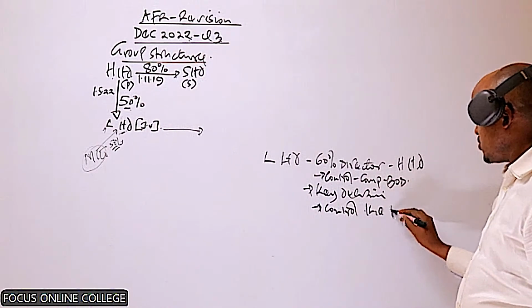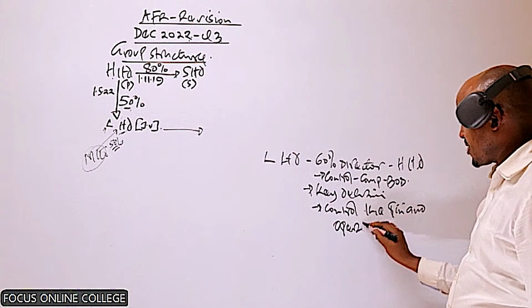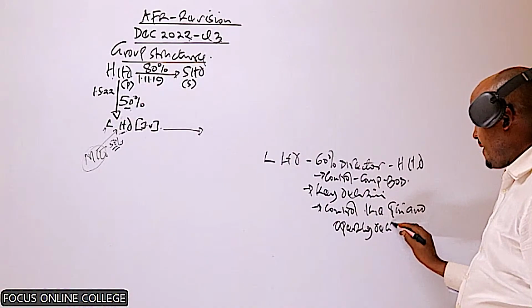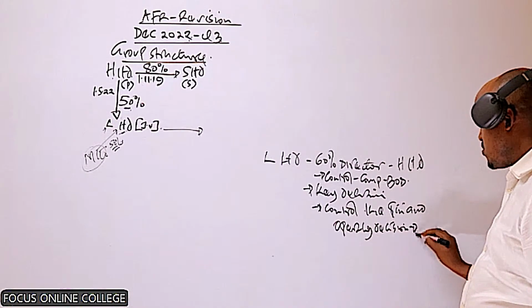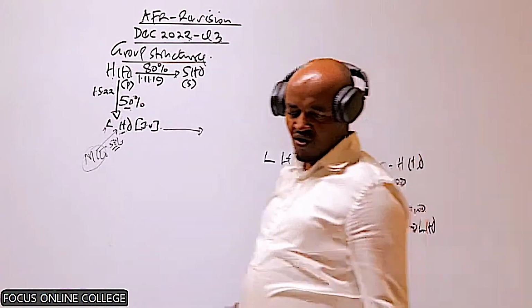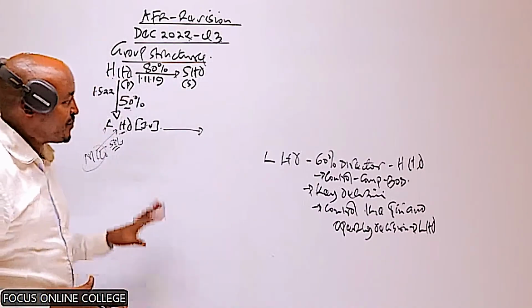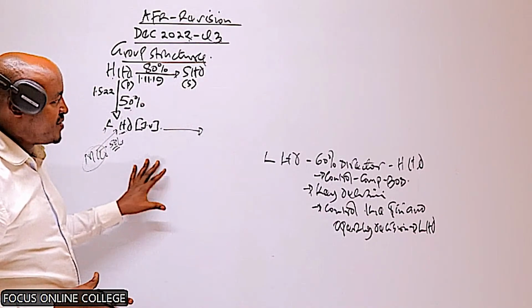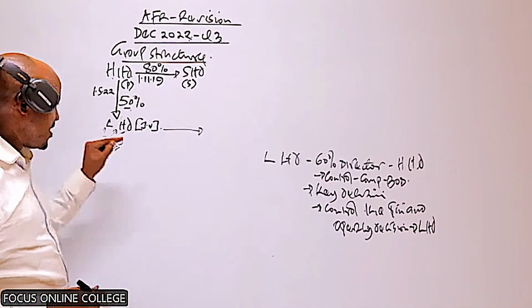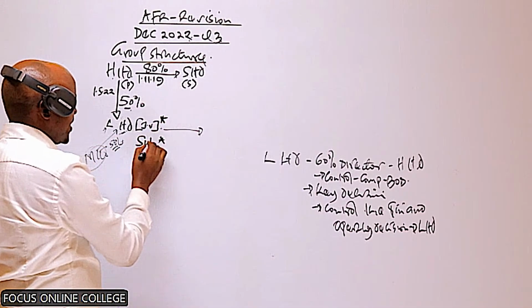the financial and operating decisions of L Limited. Why are we given this information? The reason we're given this particular information is for us to be able to determine whether this company, that is L Limited, is a joint venture or a subsidiary.